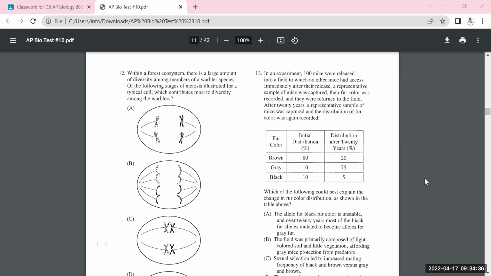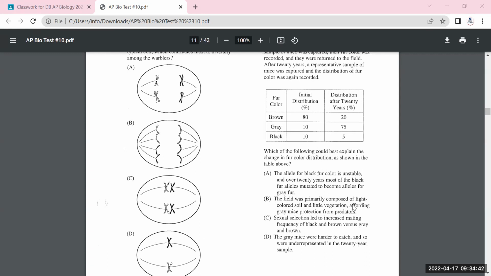Which of the following could best explain the change in the fur color distribution as shown in the table above? So we know that gray has a selective advantage. Option A: the allele for black fur color is unstable, and over 20 years, most of the black fur alleles mutated to become alleles for gray fur. Again, I don't know how this data would support that.